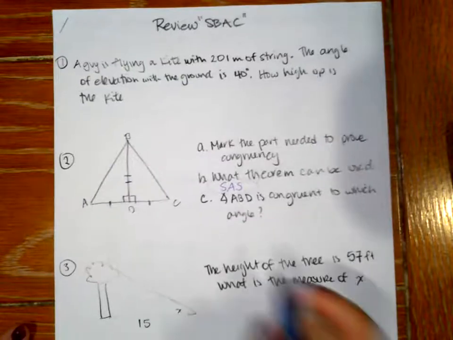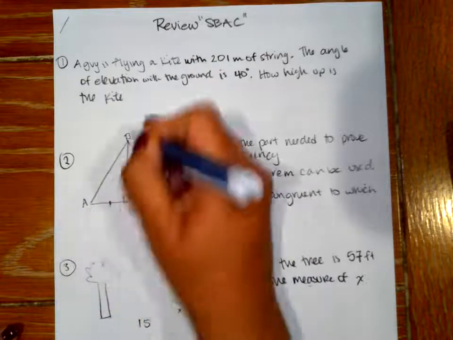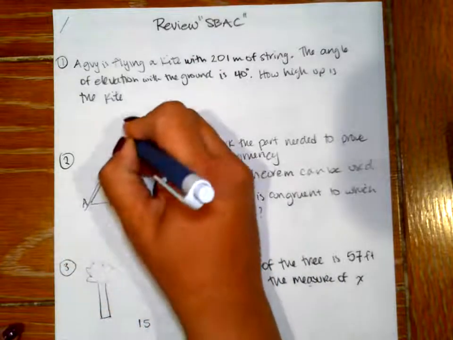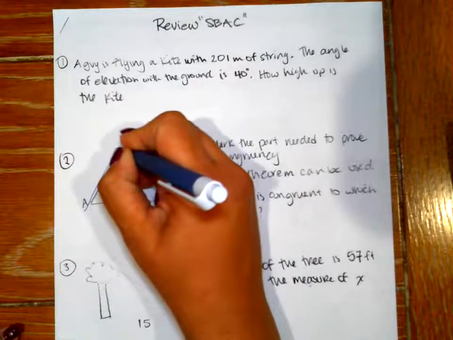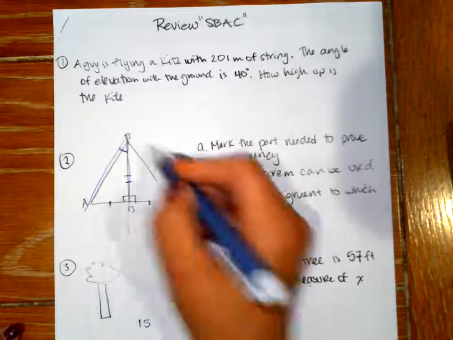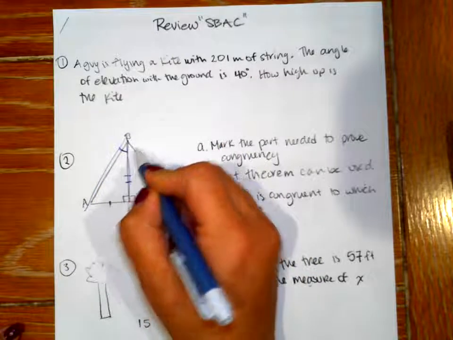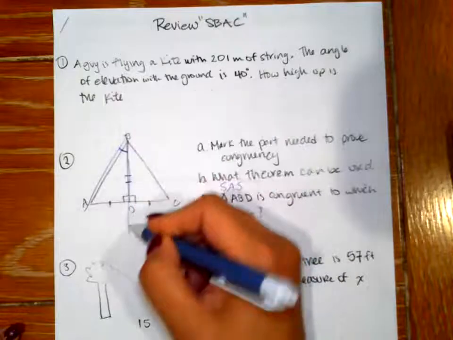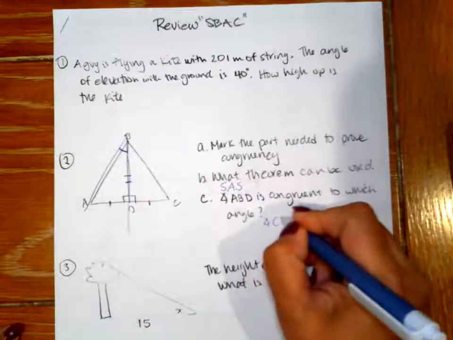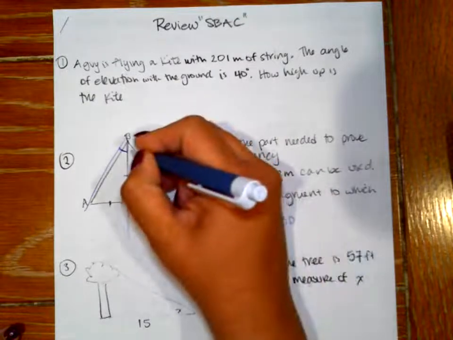All right, and then angle ABD. ABD, that is this angle right here. Which one is he congruent to? He's going to be congruent to this little piece right here, which is CBD. Angle CBD. So these two right here will be congruent.